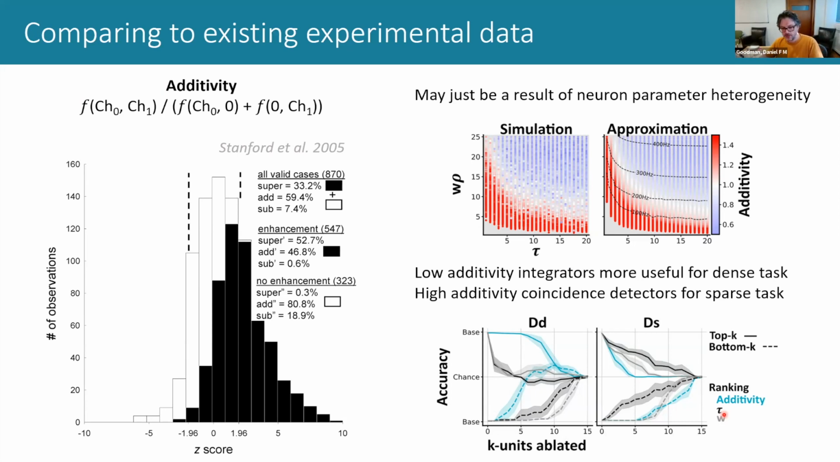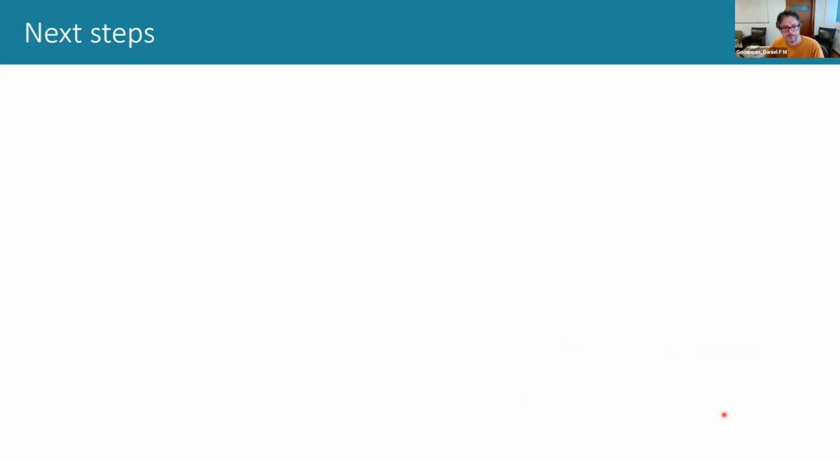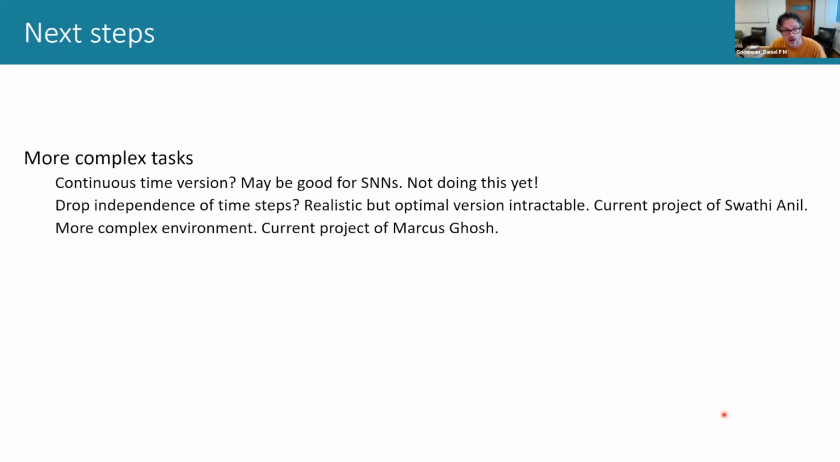Okay, that's more or less what I wanted to say. There are going to be some next steps for this work. We're looking into more complex tasks. One possible thing you could do is look at a continuous time version, because at the moment I've divided time into discrete windows. Having that be continuous time, where things can come on or off instantaneously, might be good for spiking neural networks because they have nice properties for responding to instantaneous signals. We're not working on that part right now.